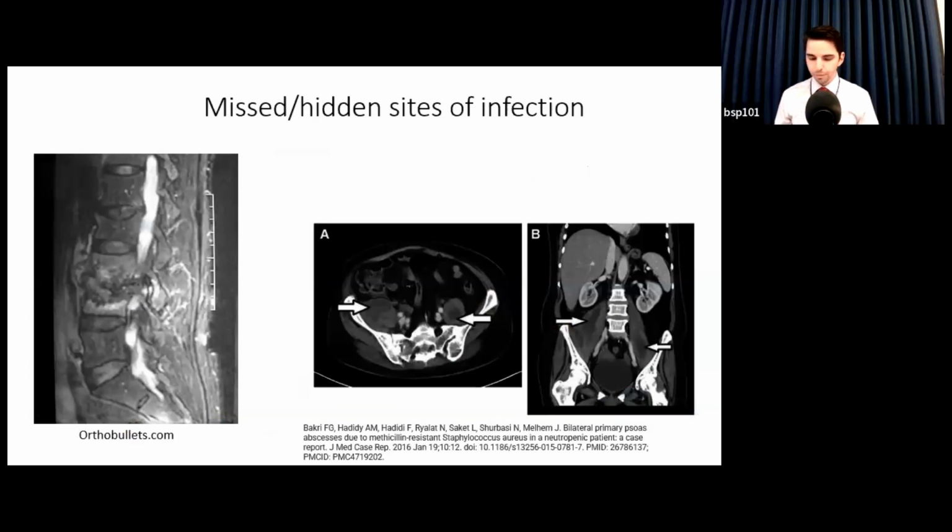Pitfall number 2 is failure to identify hidden sites of infection. And here I have pictures of vertebral osteomyelitis on the left and psoas abscesses on the right.